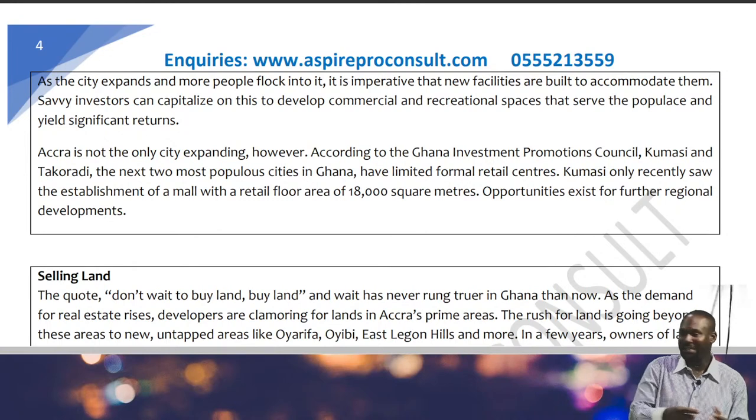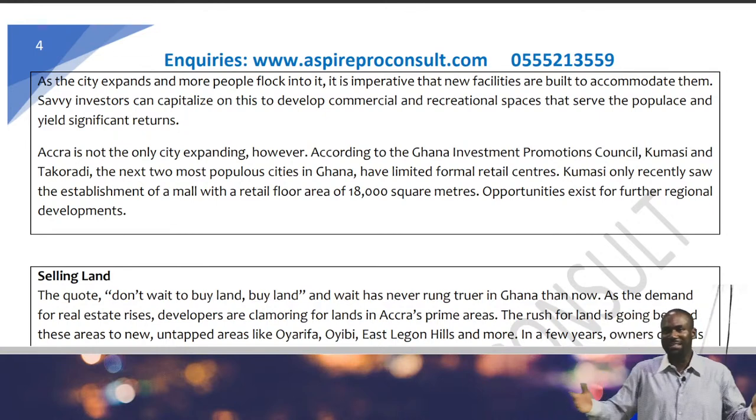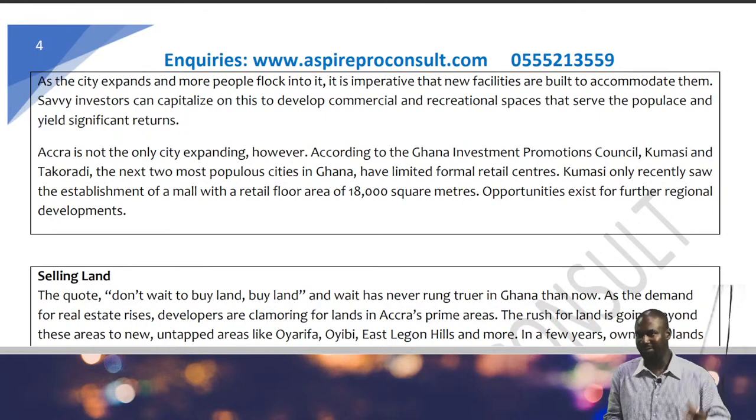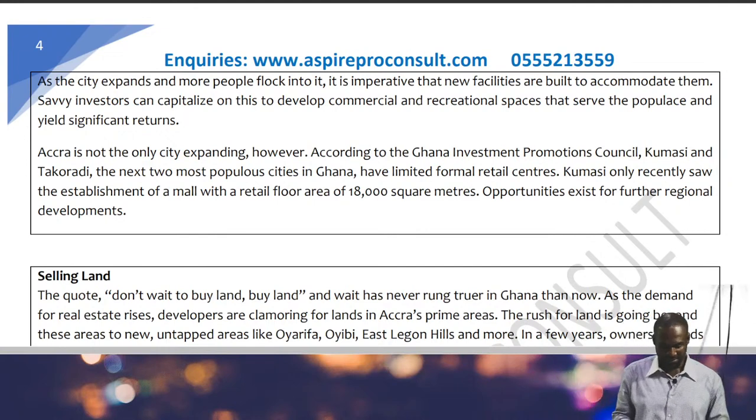And Takoradi, the good news is because of the oil and gas. Because of the oil and gas, we could take advantage of that. And Kumasi is also developing. Are we clear? So we could also take advantage of it. So these are opportunities the company may take advantage of. Are we clear? Then we go to the next one.